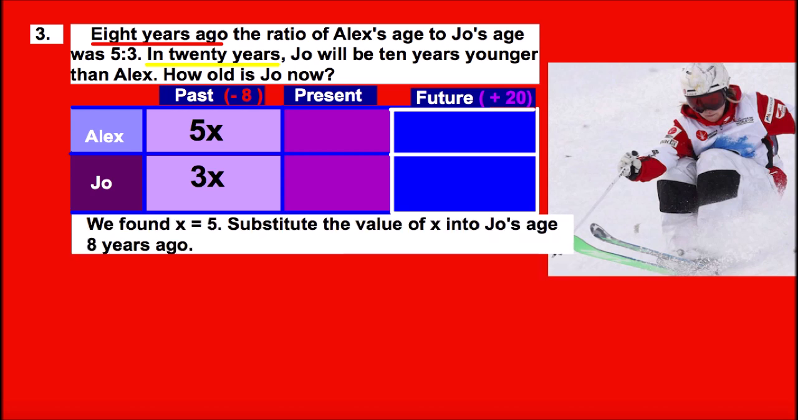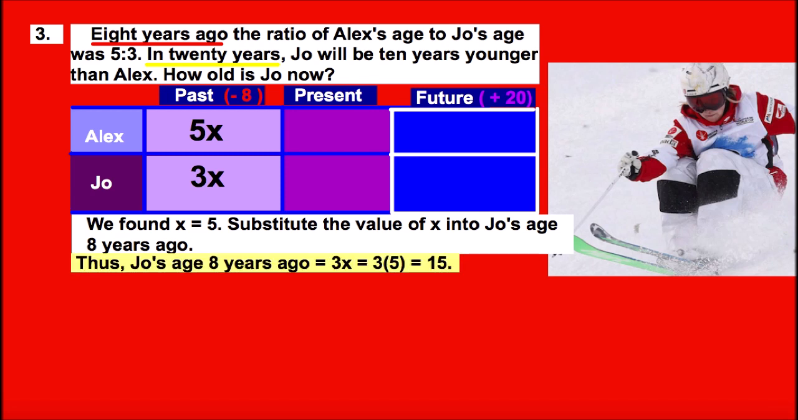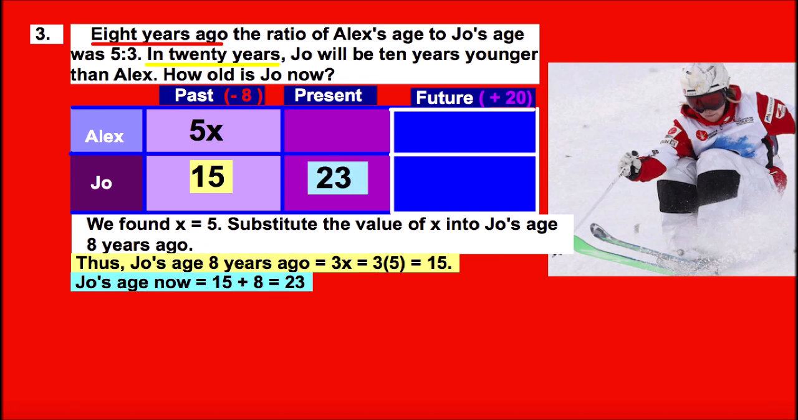We found x equals 5. Substitute the value of x into Joe's age 8 years ago. Thus, Joe's age 8 years ago equals 3x, which equals 3 times 5, which equals 15. Joe's age now is equal to 15 plus 8, which is 23. Answer: Joe is 23 years old now.